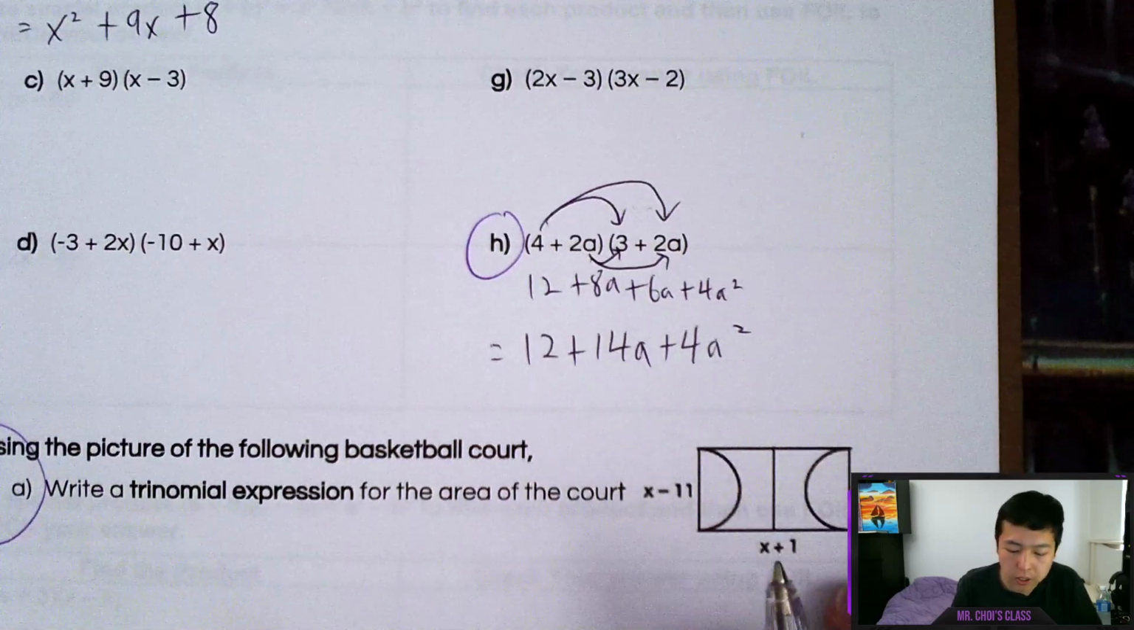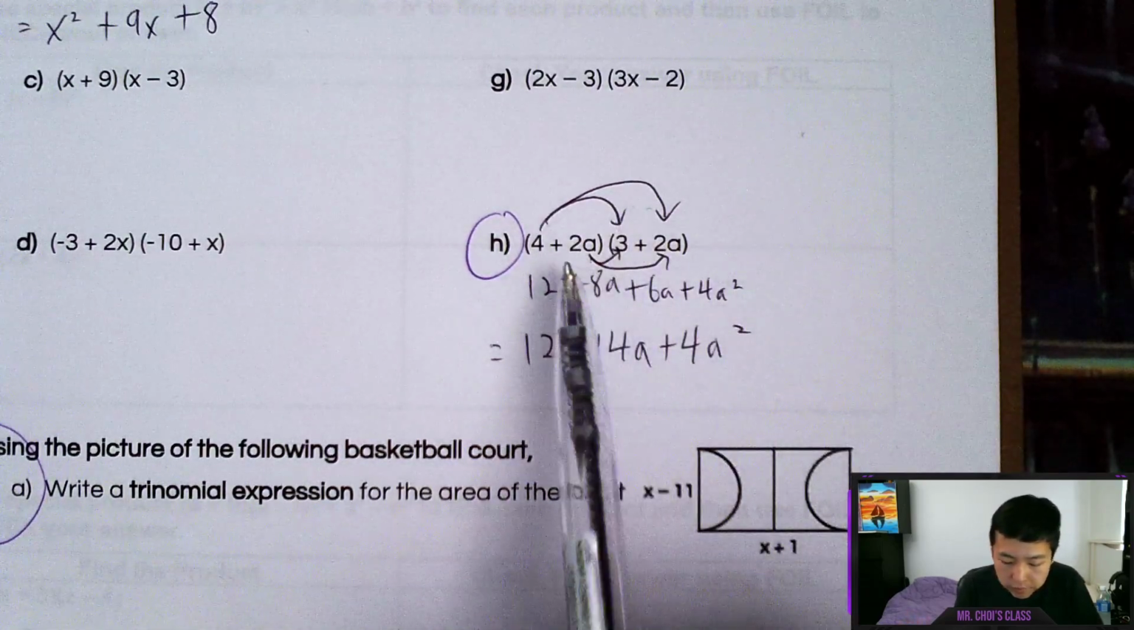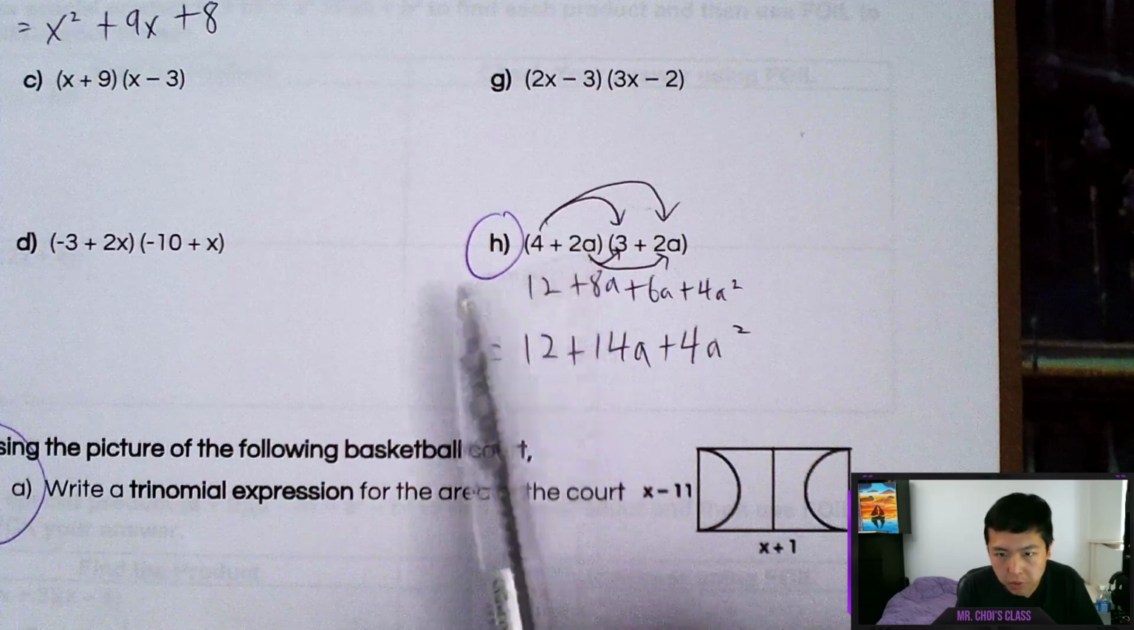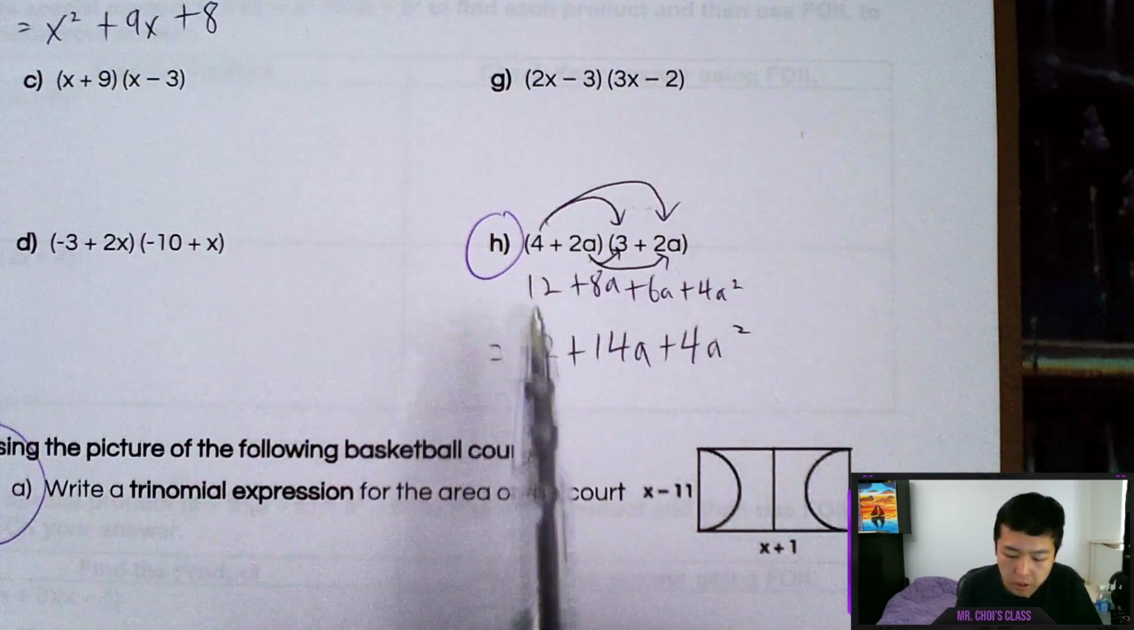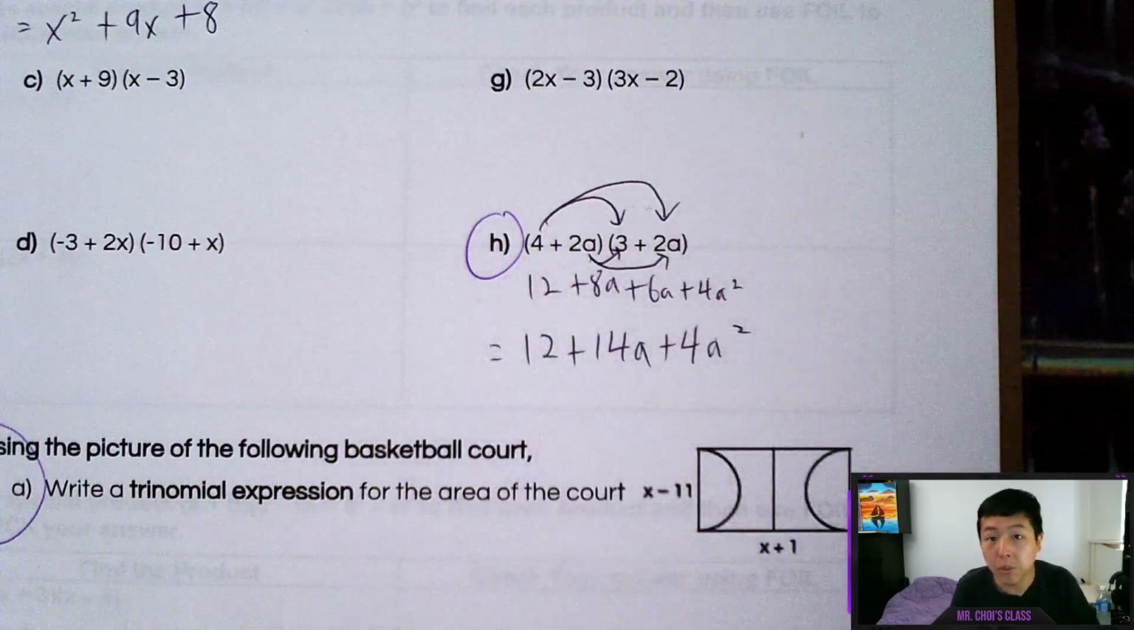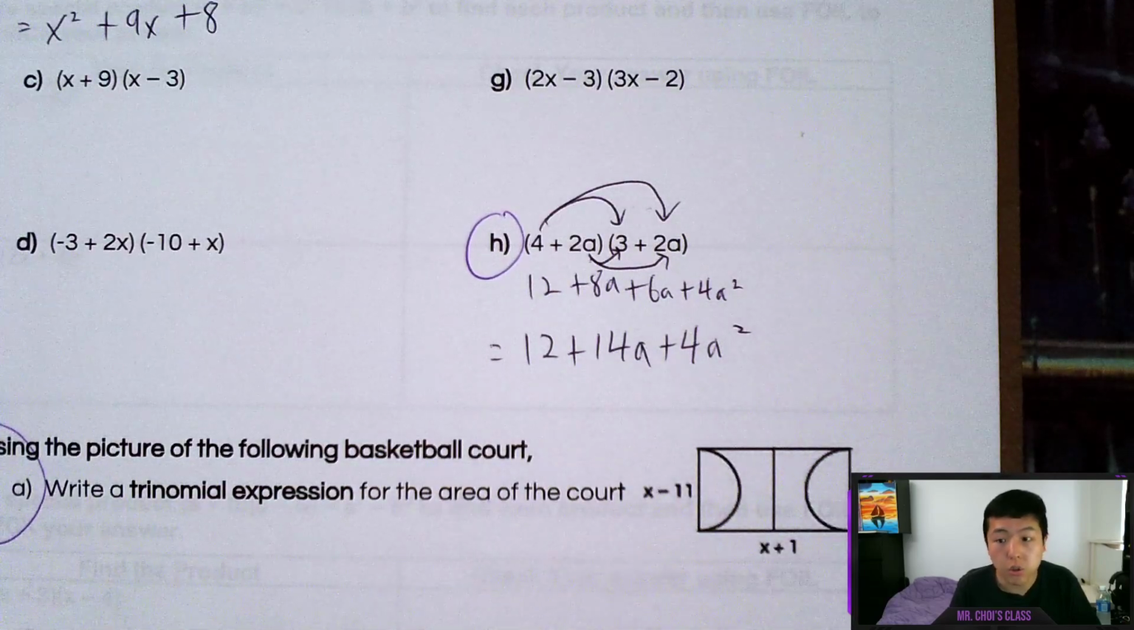some of you might be thinking, is it okay if the a's are in the second term, whatever it is? Yeah, absolutely. It doesn't matter where the variable is. A binomial is just two different terms. So you should be able to multiply binomials even if I give you different variables or multiple variables that you can write out. Okay?